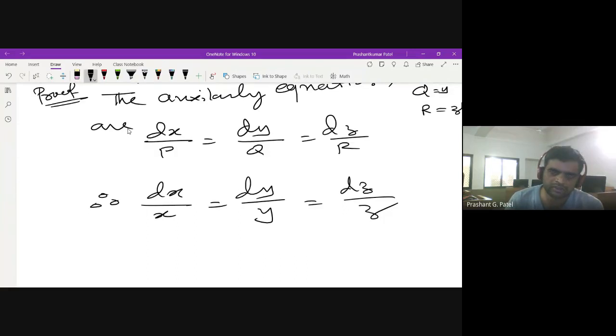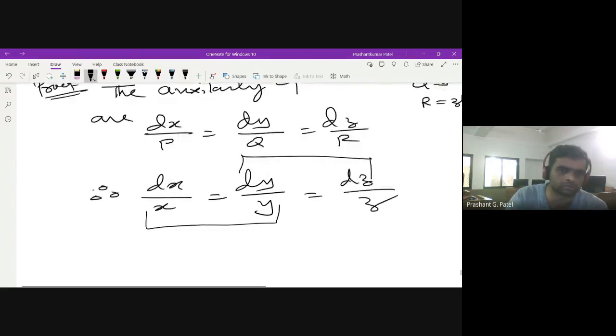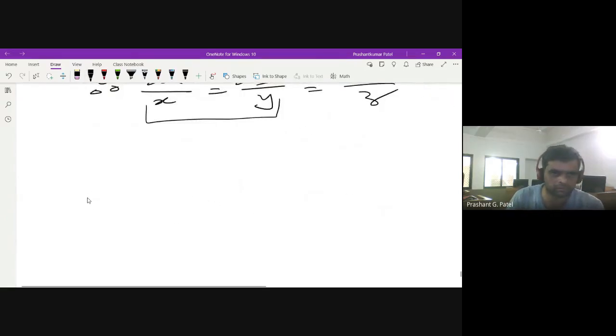Now this is a system of ordinary linear equations. We have to solve that. So I will compare these two and we'll get one solution. We'll compare these two, we'll get another solution. That will be u and v.